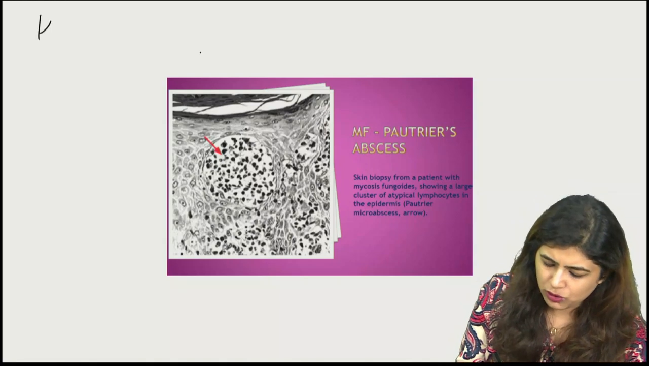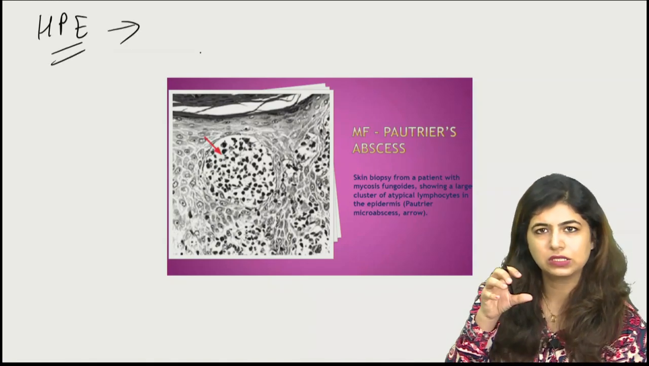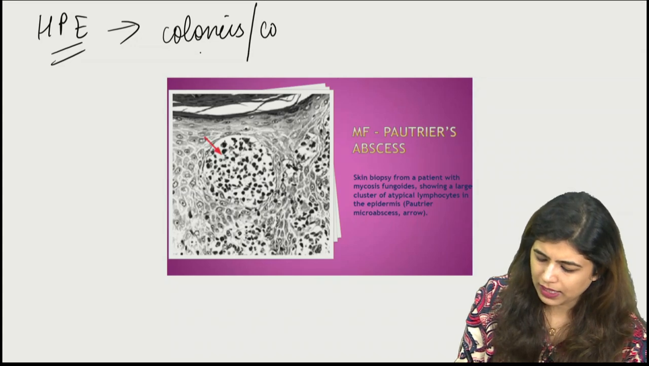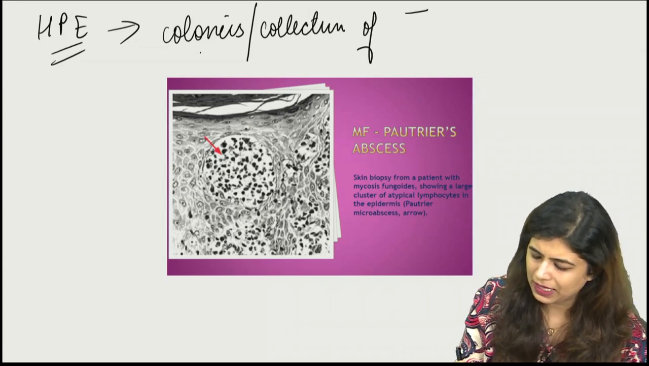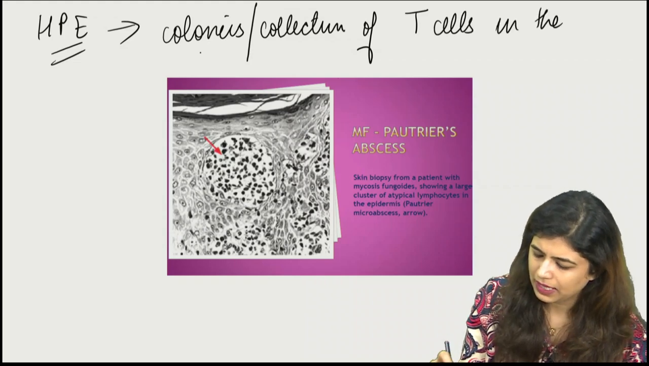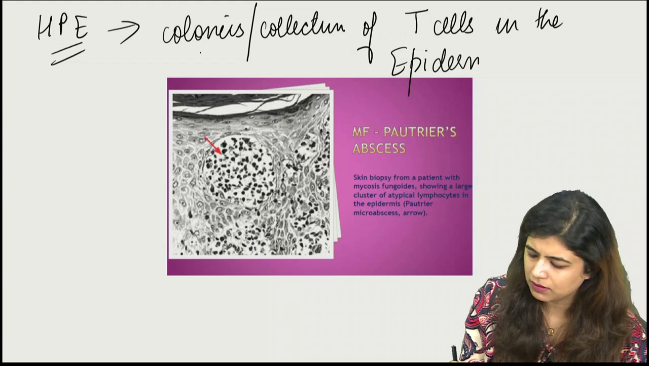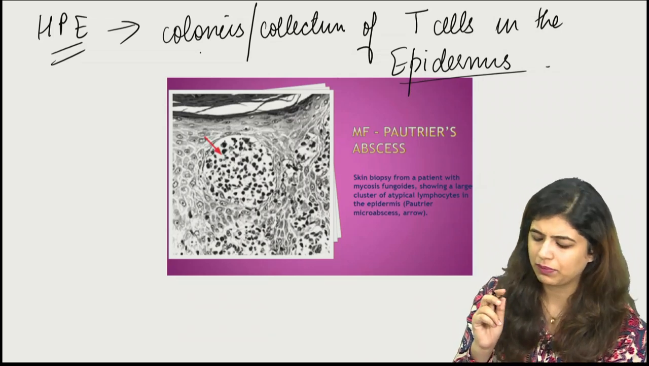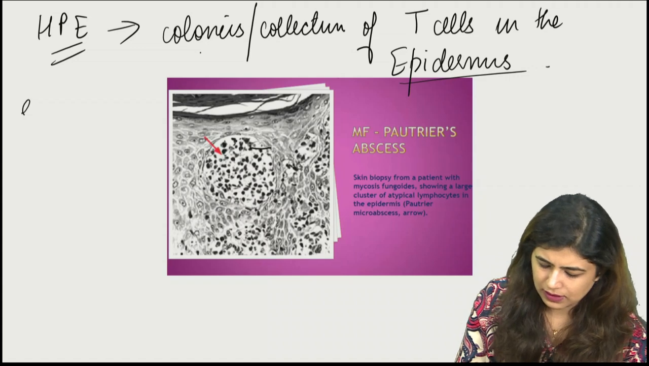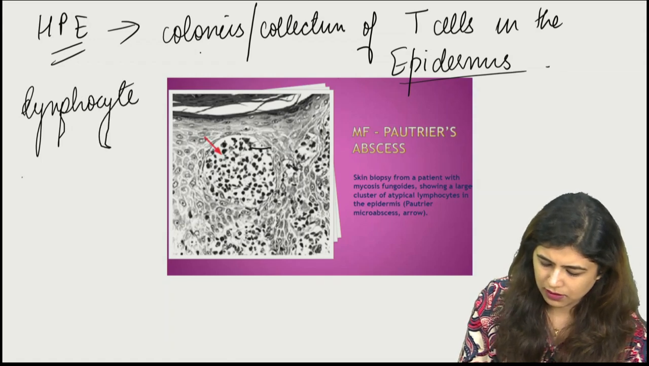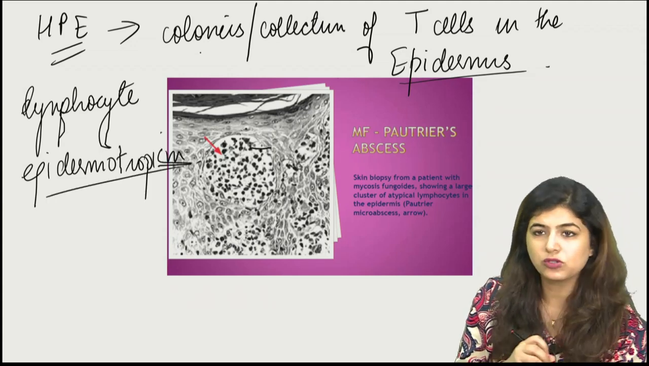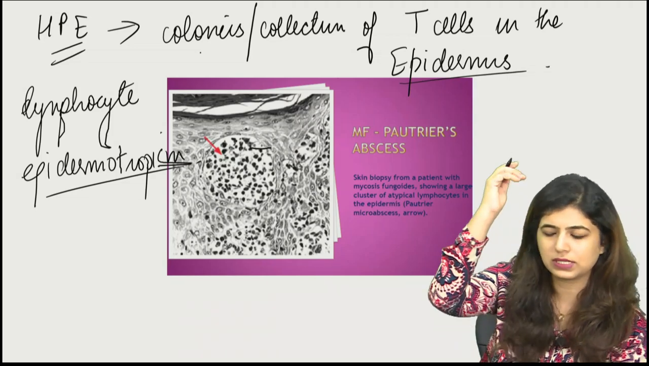Potrier's abscesses. When we do a skin biopsy from the tumor, we see colonies or collection of these malignant T cells in the epidermis. If you remember from the anatomy of skin, T cells are not to be present in the epidermis, but in this cutaneous lymphoma, they are there in the epidermis. This is also called lymphocyte epidermotropism. Epidermotropism means they are moving towards the epidermis.